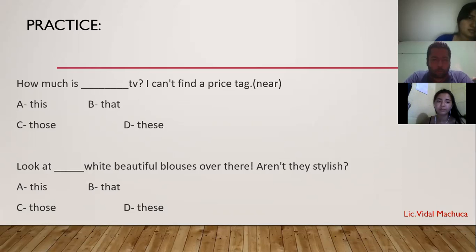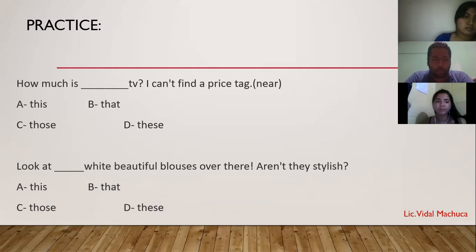Tirso Cermeño, please help me with the next one. Look at those white beautiful blouses over there. Okay. Look at those beautiful blouses over there. Yes, aren't they stylish? Están en moda. Stylish es en moda. ¿No están esos en moda? Stylish, yes. Okay, look at those.